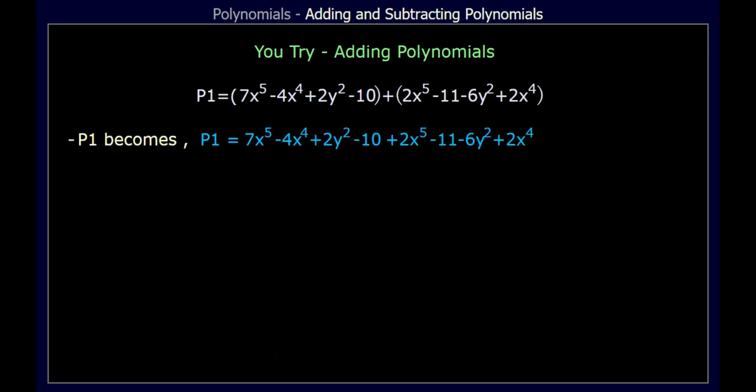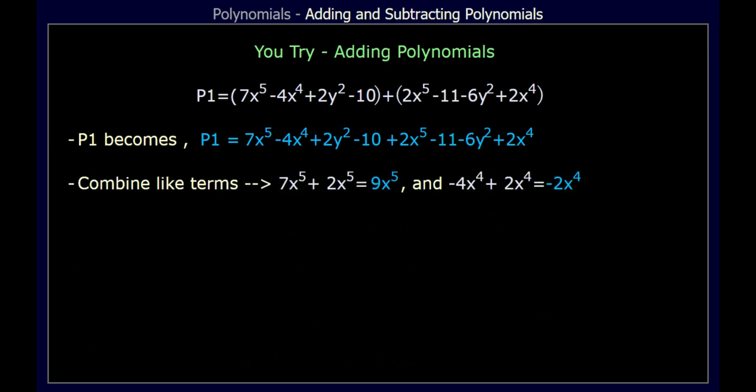All right, so the first thing was to throw away the parentheses, which I've done here. Now we just go for our like terms again. There's x to the fifth. 7 plus 2 is 9. Let's go for x to the fourth. Oh, I got a minus here. So I have what? Minus 4 plus 2 is a minus 2 here.